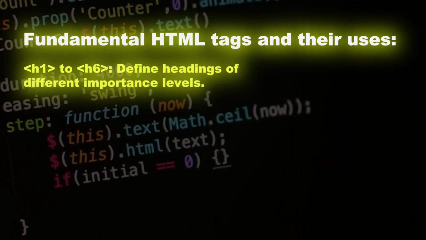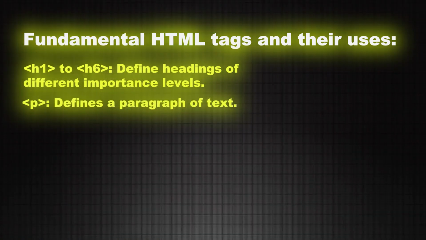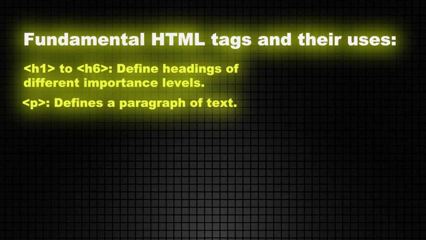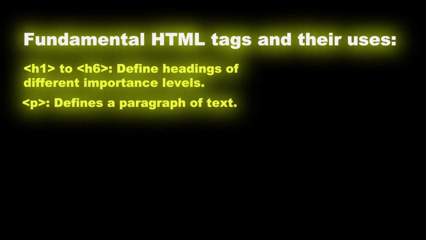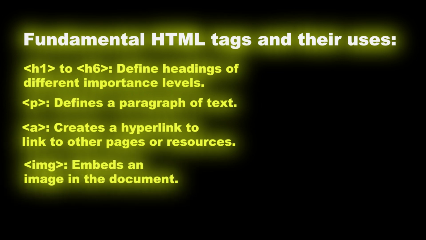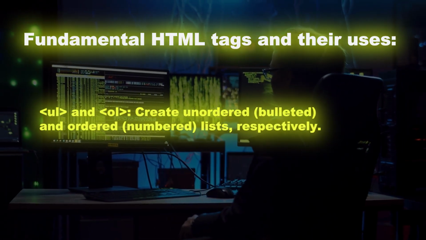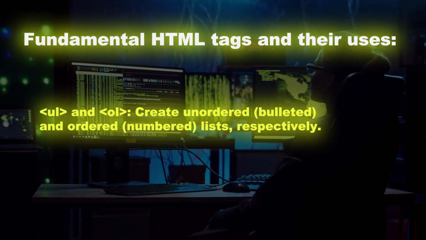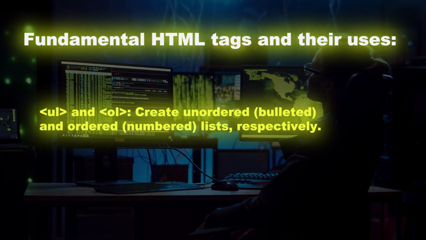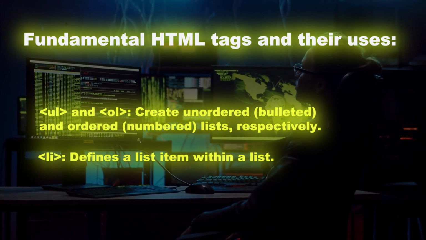H1 to H6 tags define headings of different importance levels. The p tag defines a paragraph of text. The anchor tag creates a hyperlink to link to other pages or resources. The img tag embeds an image in the document. The ul tag creates an unordered list. The ol tag creates an ordered list. The li tag defines a list item within a list.